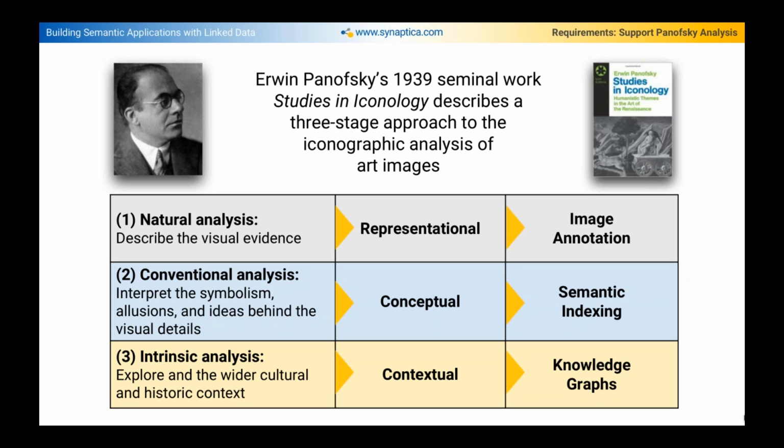Looking at that process and trying to model that as a business application, we have in stage one a representational process, in stage two a conceptual process, and in stage three a contextual process. So what we tried to do was build software tools that support those three processes. The first one is image annotation. It is simply bringing up an image and being able to annotate it, draw a square around an area of interest or drop a pin on an area of interest and describe that visual artifact.